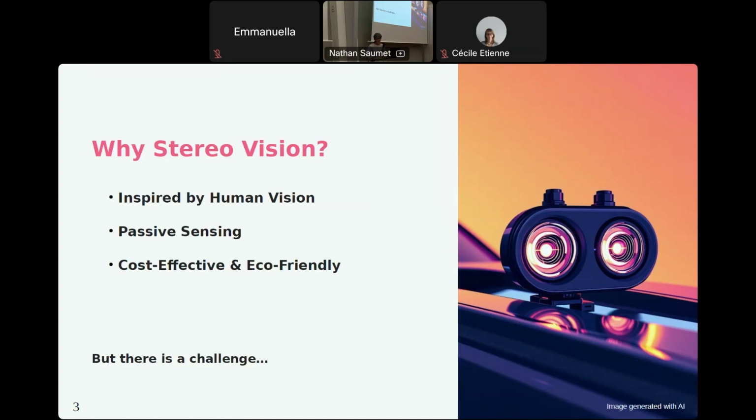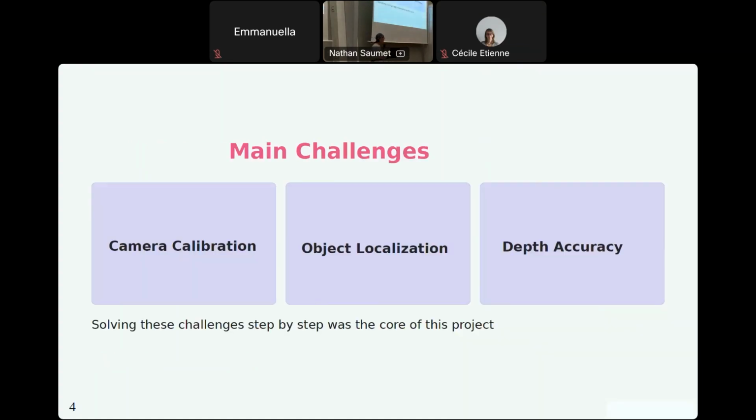But there are some challenges. The first and most important challenge is camera calibration. Usually the values in the datasheet of cameras are not very precise, and cameras are imperfect. With calibration, we can find the precise specifications of the cameras. Then we have to find the exact location of the object in the left and right images, and finally we can find the accurate distance.